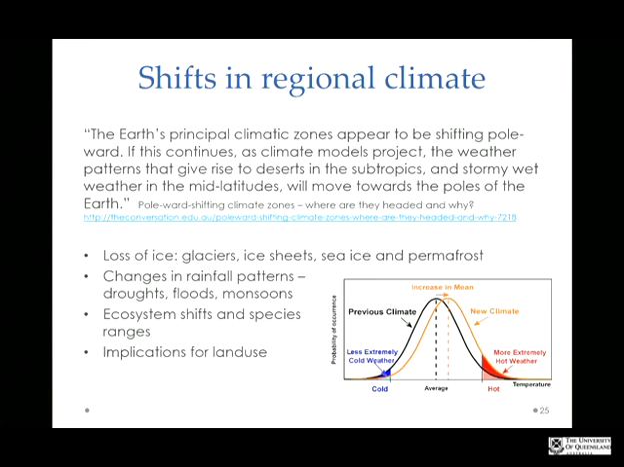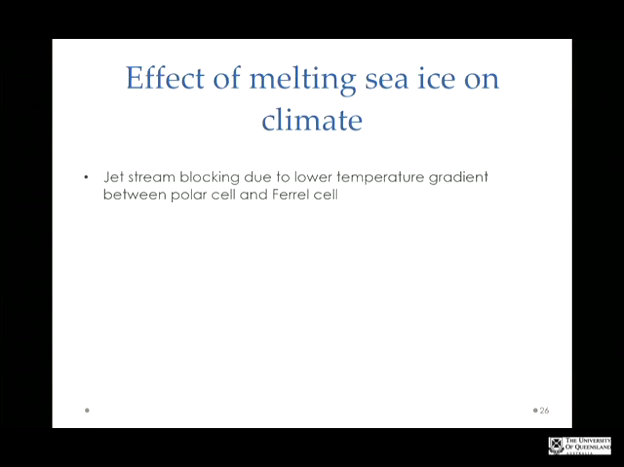And then we have, I said, implications for land use, which is probably one of the most important ones from a human point of view. Just as an example, and there are lots of other examples I could have given, melting sea ice is affecting the jet stream, that polar circulation vortex. That's because it's changing the temperature gradient between the polar cell and the Ferrel cell.